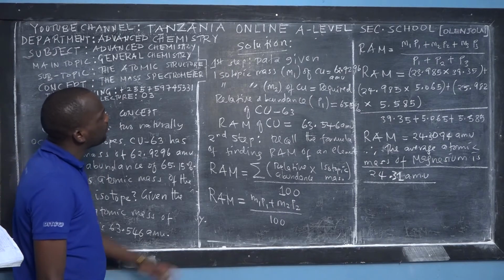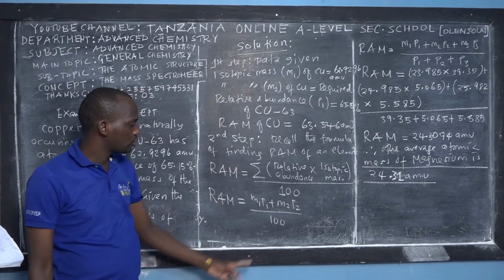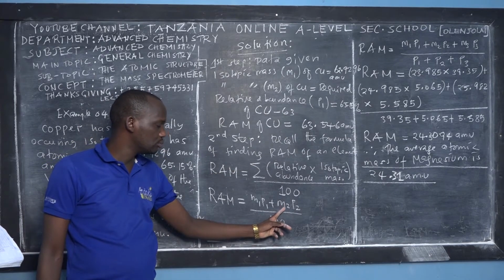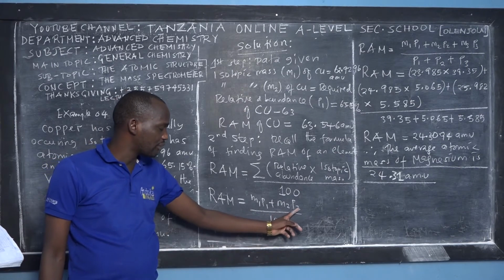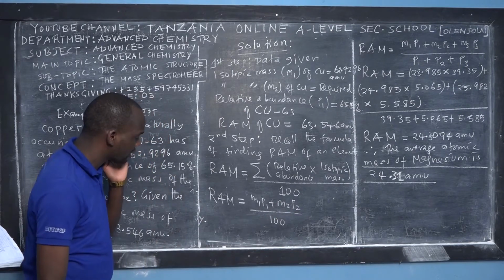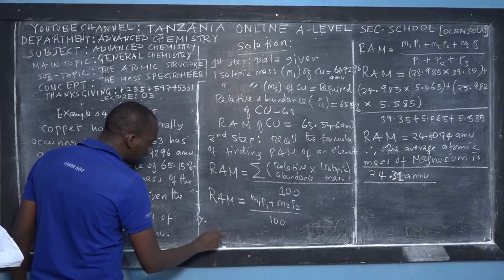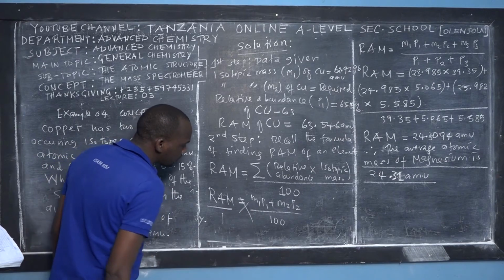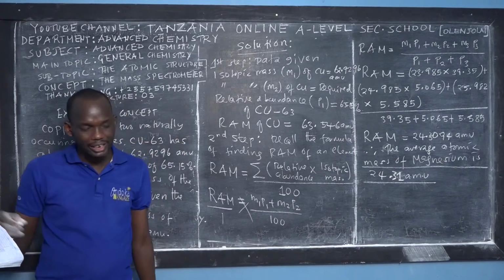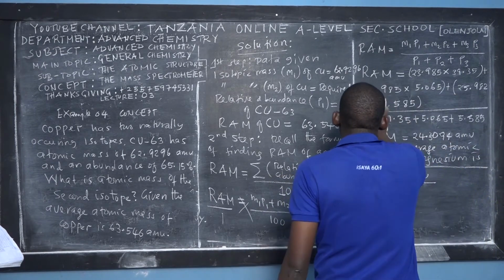So what are we looking for? We are looking for the isotopic mass of the second isotope. We are not given M2, and even P2 is not given. So in case you want to simplify, you can make M2 the subject, okay? As a good chemist.